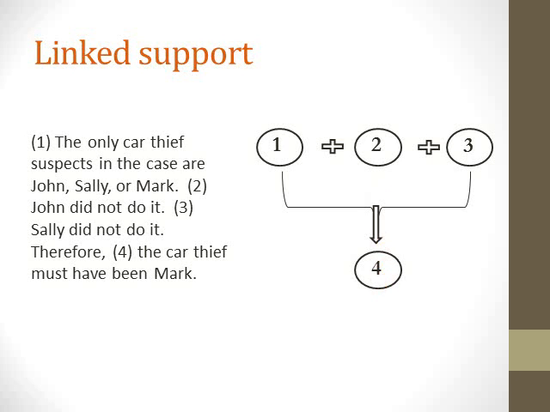Now sometimes I get asked by students, why can't we just arrive at 4 just by 2 and 3 alone? And the reason is because if we don't have 1, that limits the number of suspects to simply John, Sally, or Mark, then it's possible that instead of 3 suspects, we might have 5 suspects or 10 suspects. And if that's the case, then we cannot conclude that the thief must have been Mark simply by eliminating John and Sally from the equation. It's only when we have all 3 of these taken together that we can arrive at 4. So once again, we have a linked support.